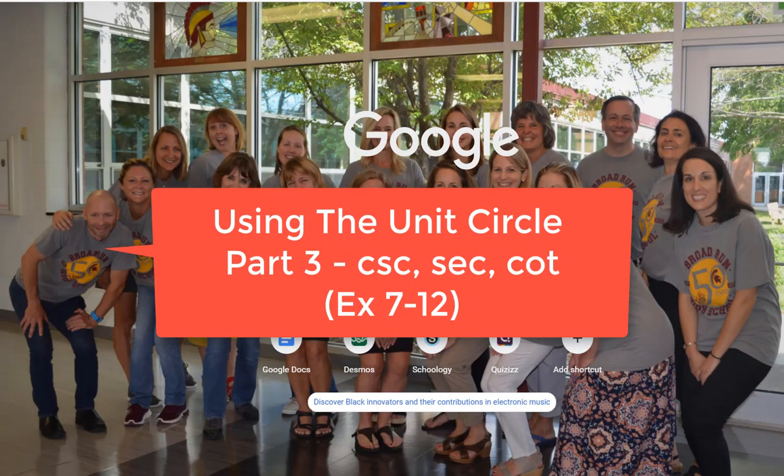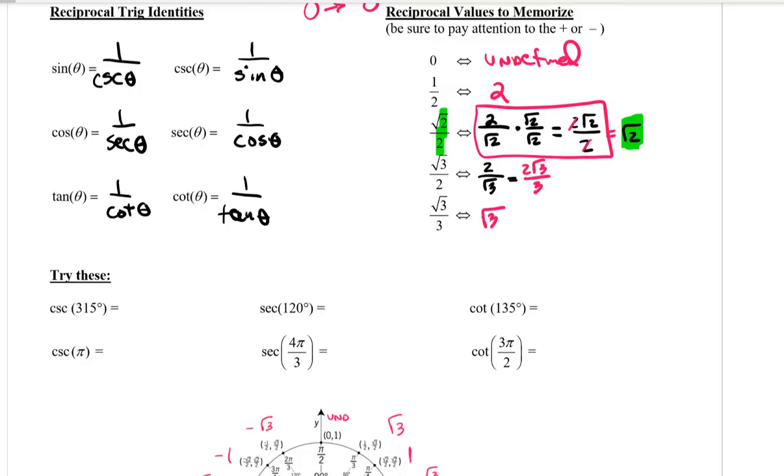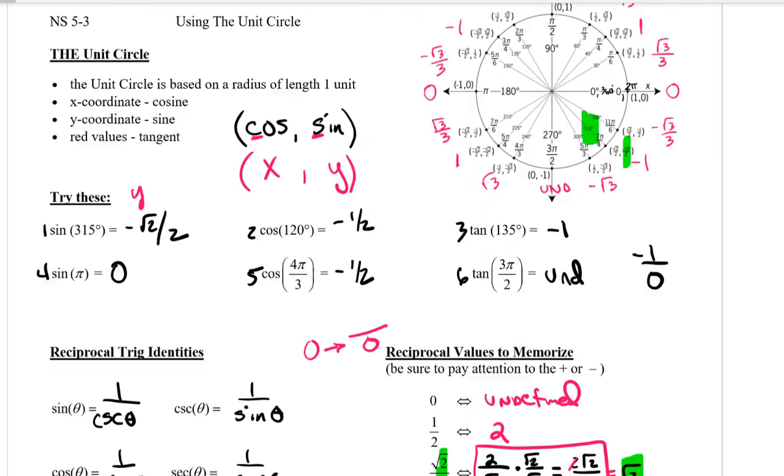All right, my mathletes, here we go with our third and final installment of using trig identities. Part 3, where we're going to take a look at secant, cosecant, and cotangent. Again, make sure we've got that unit circle around us because we are going to be using that something fierce.